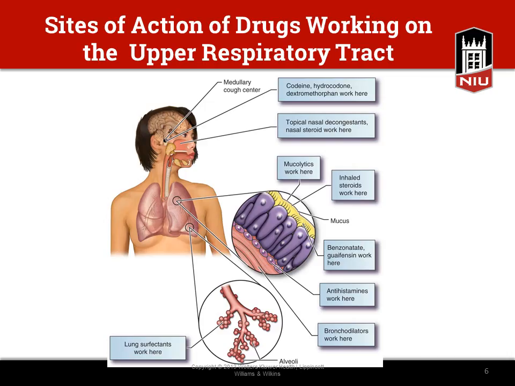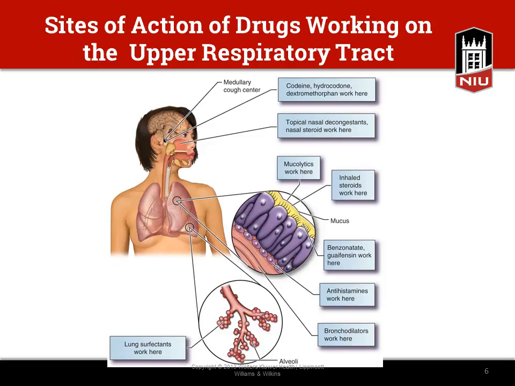For our visual learners, here we have the sites of action of our drugs which work on the upper respiratory tract. Let's first highlight the medullary cough center here located in the brain, and this is very close to where our cough suppressants work, including things such as codeine, hydrocodone, and dextromethorphan. Boy, I wish you guys were here to pronounce these things. This is where those are going to work, okay?